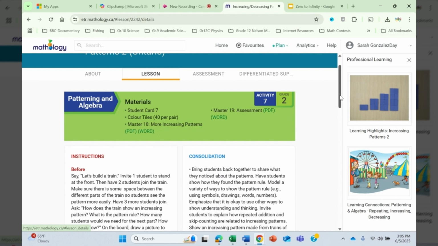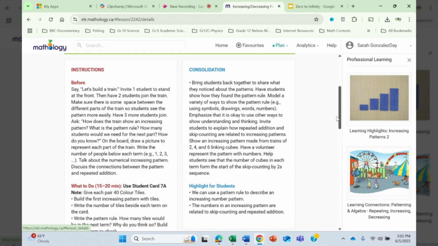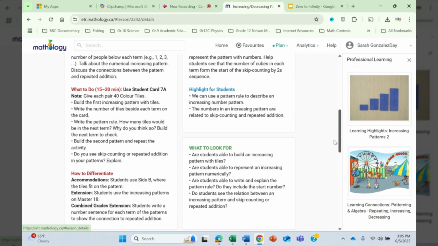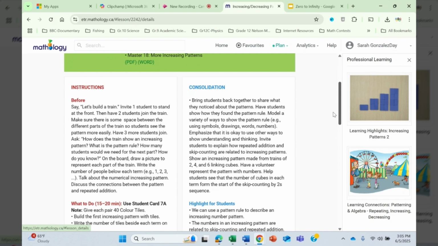Okay. The lessons are three parts: there's a before, a what to do, which is like a task that the students are doing, and then consolidation. All the instructions for how to run the lesson are here. And this is for you. This isn't for the students. This is for you to read so you know what you need to do in the lesson.